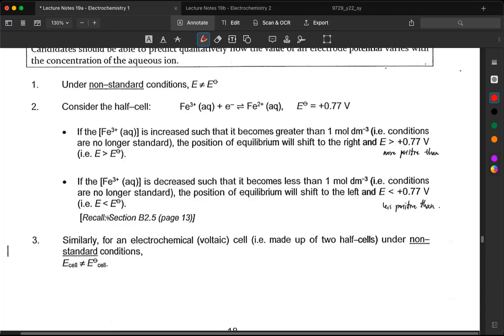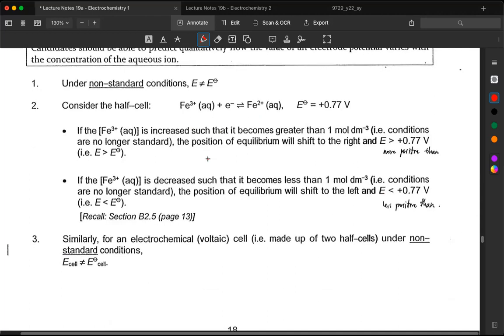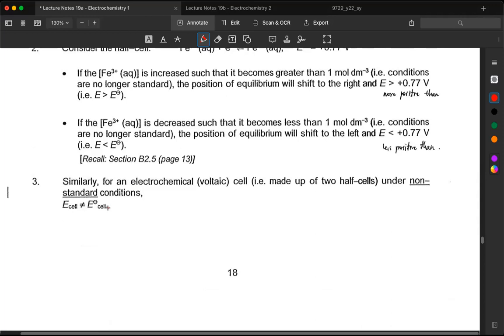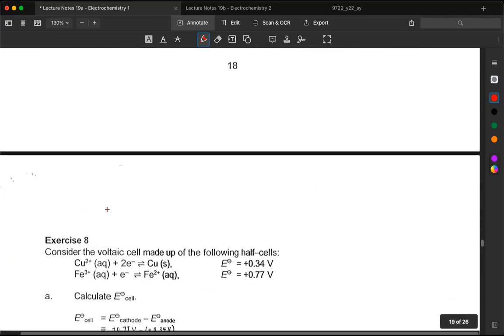On the other hand, if you decrease the concentration of Fe3+, that is to be less than your standard concentration, then your position of equilibrium based on Le Chatelier's principle will shift to the left to have a less positive E value. So it will be less than that. Okay, so just bear that in mind. Your E cell will not be the same as E0 cell if the conditions are non-standard.